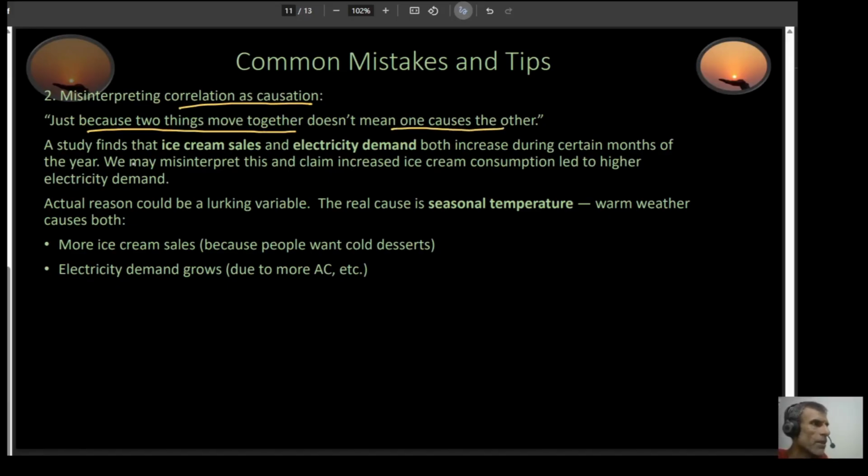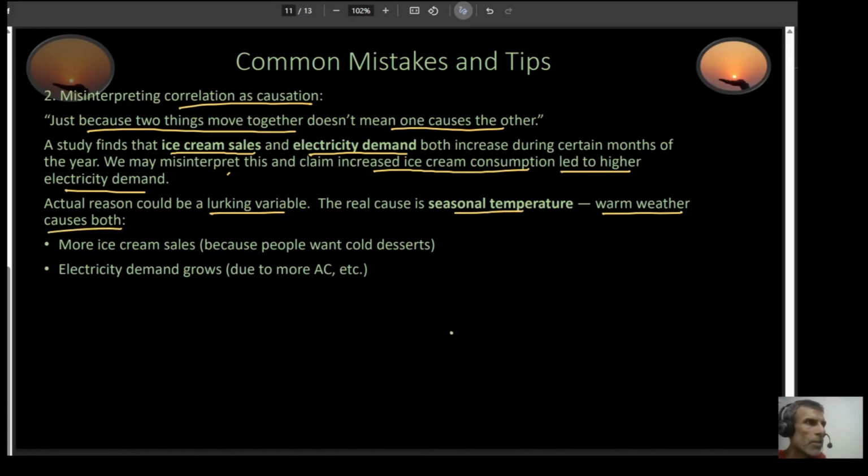A good example is this. Let's say you do some kind of study, and you discover that as ice cream sales go up, electricity demand also increases. Now, you may think that maybe the increased ice cream consumption leads to higher electricity demand. But the other reason could be that there is a lurking variable, and the lurking variable is seasonal temperature. Warm weather causes both.